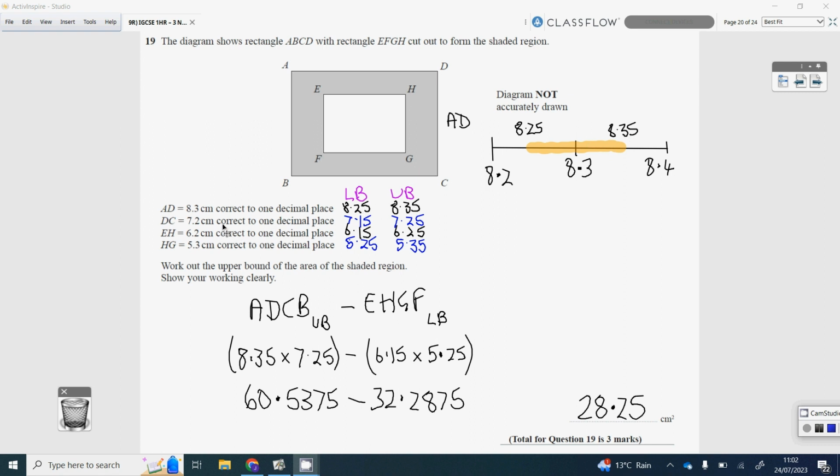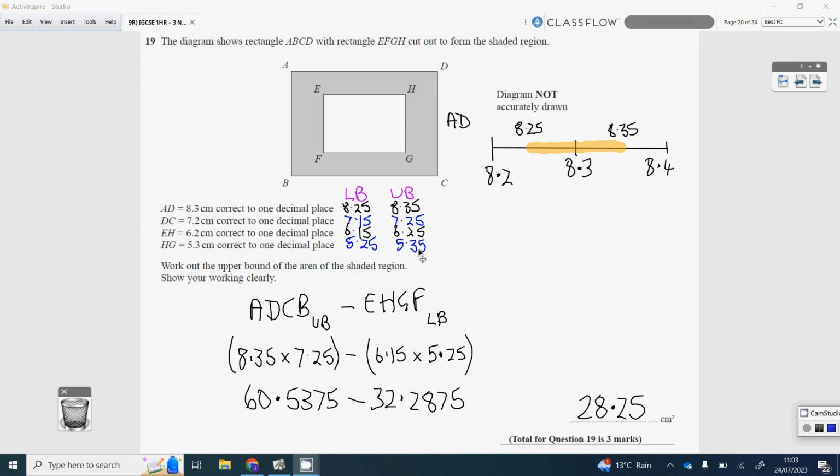So just repeat that for all four lengths to get your lower bounds and your upper bounds. Now we're being asked to work out the upper bound, so the maximum area of the shaded region. To make the shaded region as big as possible, you'd want the outer rectangle to be as big as possible, so the upper bound of ADCB, but this white rectangle to be as small as possible, so the lower bound of EHGF. Okay, to make the shaded region as big as possible, you want the outer one to be as big as possible, the inner one, the white bit, to be as small as possible. That would maximize the shaded area.